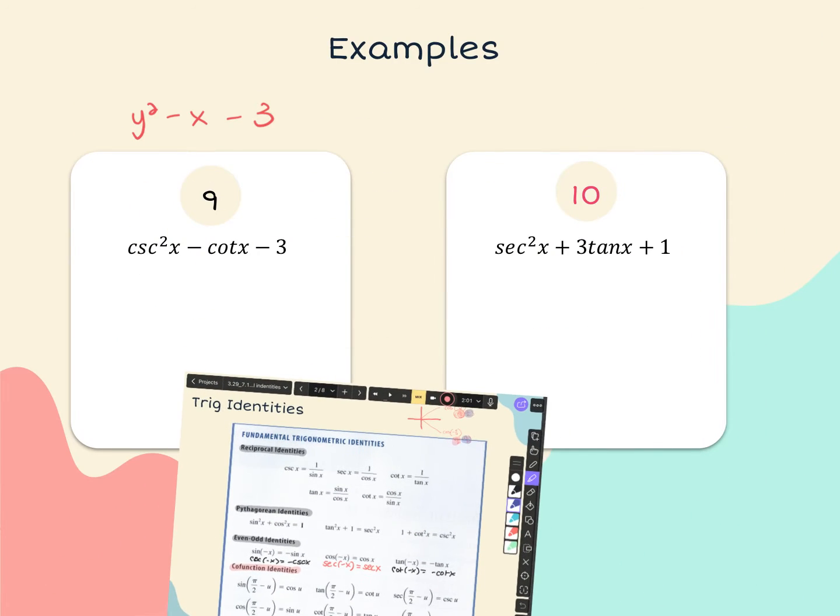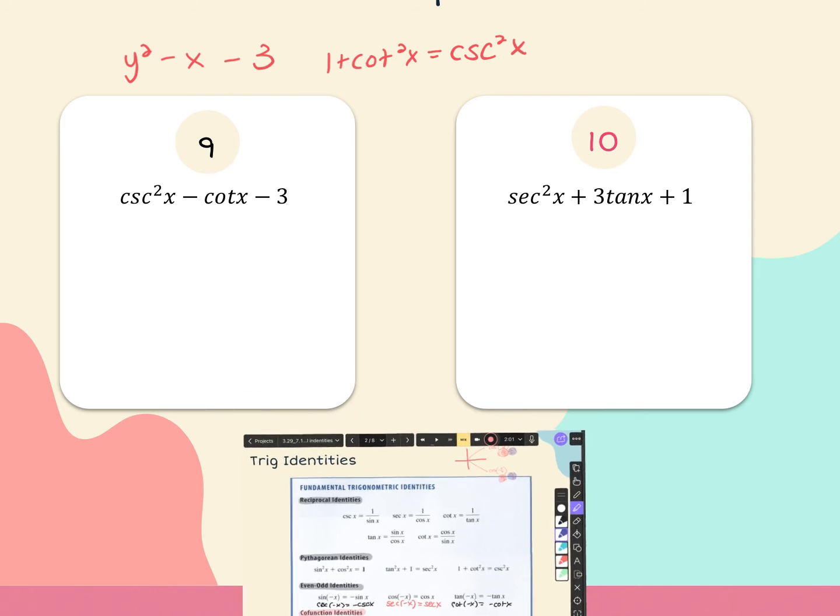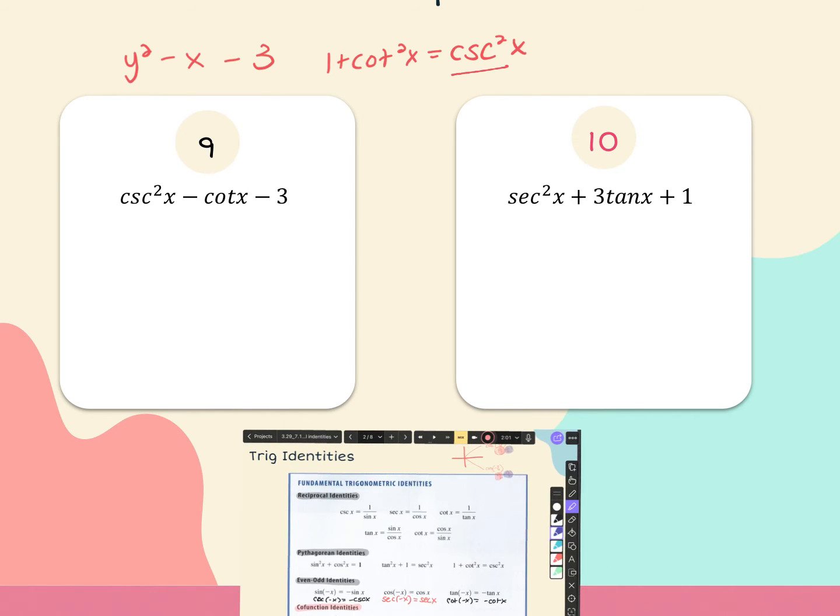Okay, so 1 plus cotangent squared x equals cosecant squared x. There's no 1 plus cotangent squared here, there's just cotangent, which means I'm not replacing that. But in this one, there is a cosecant squared. So I can take this cosecant squared and replace it with what it equals in my Pythagorean identity, which is 1 plus cotangent squared x, and then minus cotangent x minus 3.